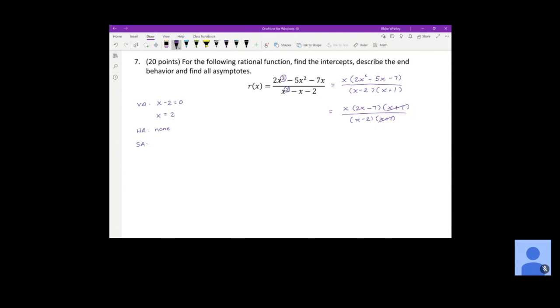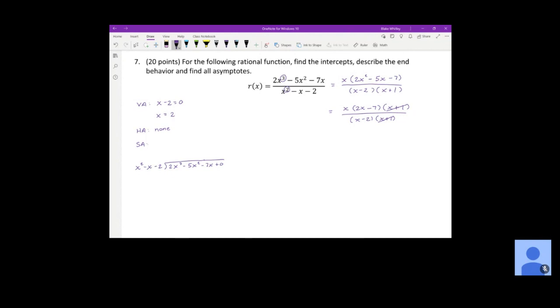Long division. Good. So I'm going to take what's on the bottom here, put it on the outside. We've got x squared minus x minus 2, and we've got 2x cubed minus 5x squared minus 7x. And I'm just going to put a plus 0 just in case we need that term down there at the end.